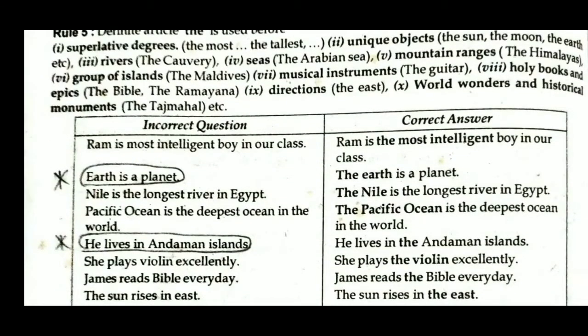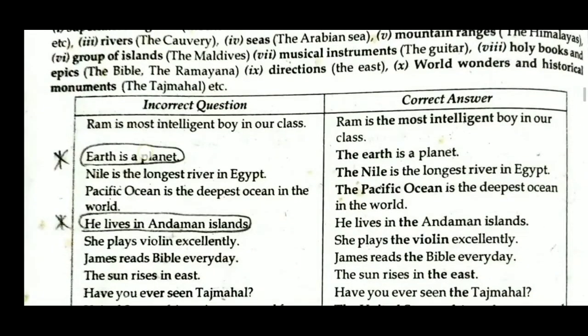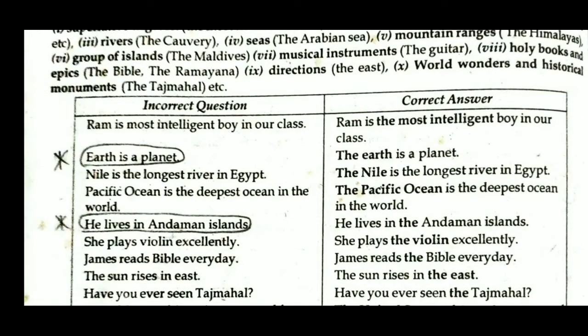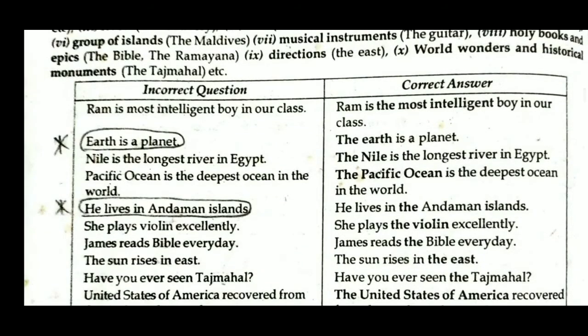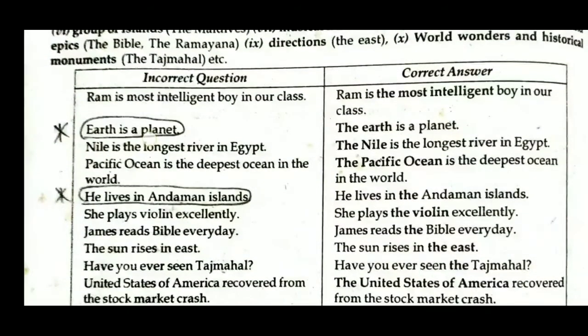Before seas we have to use the: the Arabian Sea, the Bay of Bengal. Before mountain ranges we have to use the: the Himalayas. Before groups of islands: the Maldives. Before musical instruments: the guitar. Before holy books and epics: the Bible, the Ramayana. Before directions: the east. Before world wonders and historical monuments: the Taj Mahal, etc.